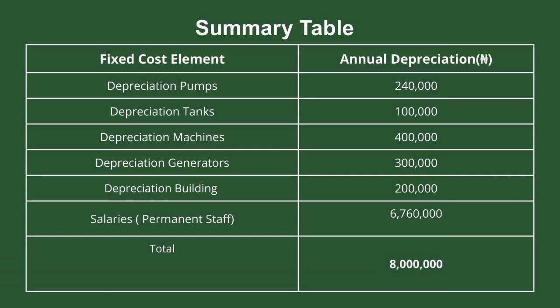All right, so you can see the table. The table has two columns: fixed cost elements and annual allocation. All the fixed cost elements that are subject to depreciation, which are non-current assets, you can see lining up, starting from depreciation of water pumps to depreciation of building. By the time you add that figure, which amounts to 1,240,000, to what we estimated for yearly salary for staff, which is 6,760,000, we now have a total amount of 8 million naira for the business annual fixed cost.